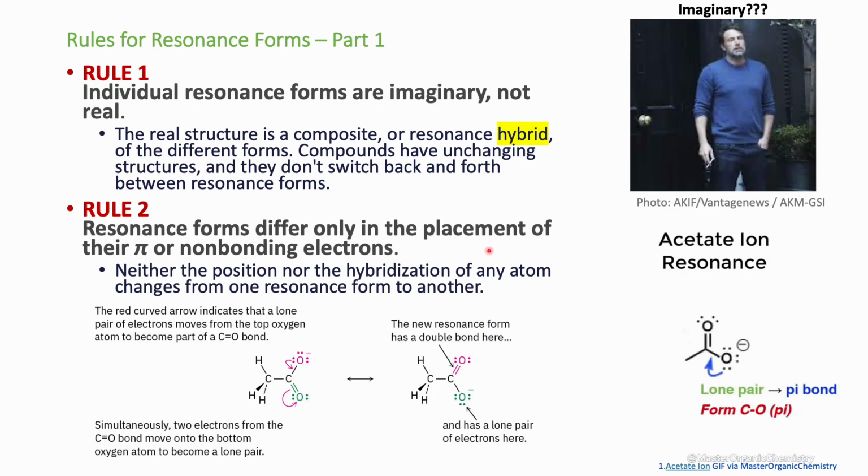Okay, so rule number 1 is related to what I was just discussing in the previous slide, about how resonance forms are not how compounds actually are in real life. Remember, you can't snap a picture of a compound and see one resonance form and then wait 5 seconds and snap another picture and see the other one. No, that's not how it is. So in reality, individual resonance forms are imaginary.